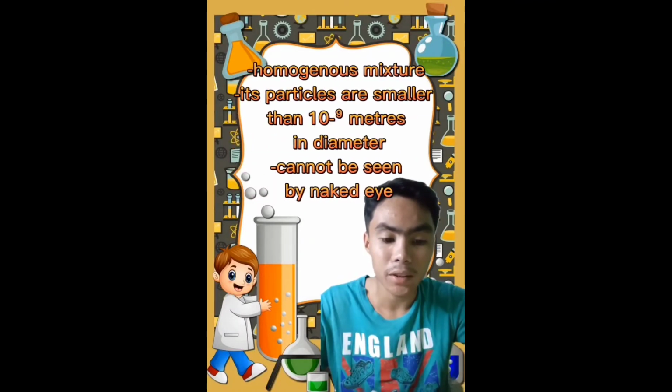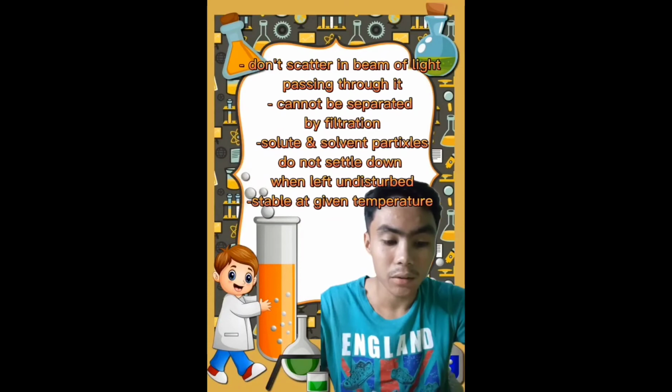A solution is a homogeneous mixture. The constituent particles of a solution are smaller than 10 to the power of negative 9 meters in diameter. Constituent particles of a solution cannot be seen by the naked eye. Solutions do not scatter a beam of light passing through it, so the path of the light beam is not visible in solutions. Solute particles cannot be separated by filtration.